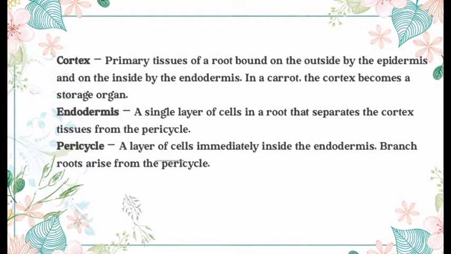So the next one is the cortex. The cortex is the primary tissue of a root bound on the outside by the epidermis and on the inside by the endodermis. In a carrot, it also becomes a storage organ. And also we have the endodermis. The endodermis is a single layer of cells in a root that separates the cortex tissues from the pericycle. And also we have the pericycle. It is a layer of cells immediately inside the endodermis. Branch roots arise from the pericycle.